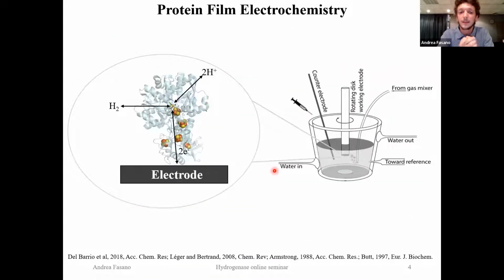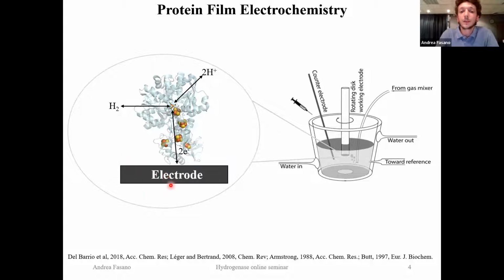Now, all these enzymes ideally catalyze hydrogen oxidation and proton reduction, and therefore they are suitable for protein film electrochemistry. In this technique, the enzyme is adsorbed onto the electrode surface. It is active and exchanges electrons with the electrode, and therefore we can measure a current that is directly proportional to the turnover frequency of the enzyme. We can look at how this current changes as a function of different parameters. For this presentation, we will only look at how the current changes as a function of the electrode potential.